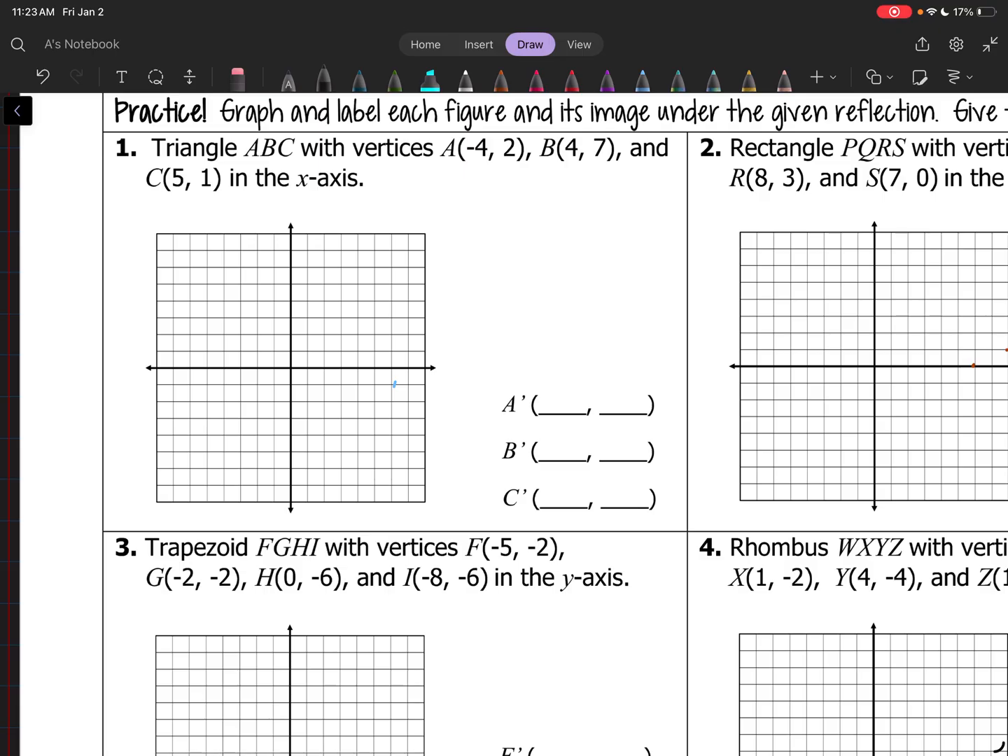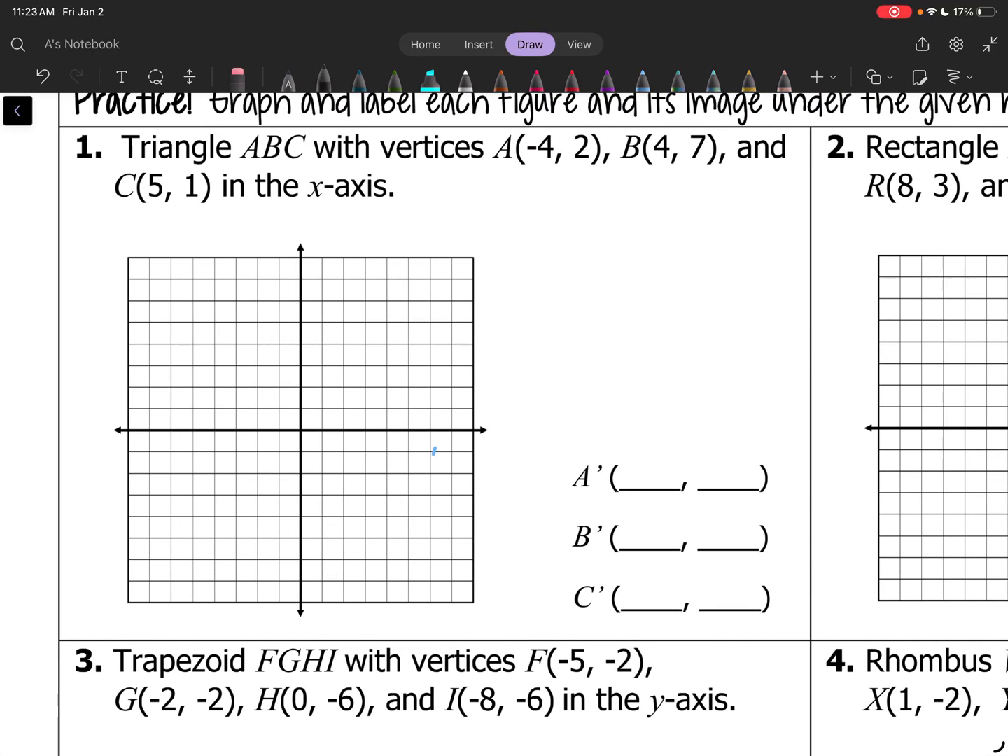All right, triangle ABC has vertices negative 4, 2, so I'm going to apply that, go to the left 4, 1, 2, 3, 4, up 2. This is A. B is 4, 7, to the right 4, 1, 2, 3, 4, up 7, 1, 2, 3, 4, 5, 6, 7. Here is B. And lastly, we have a C of 5, 1.